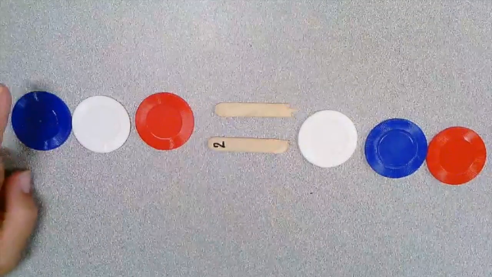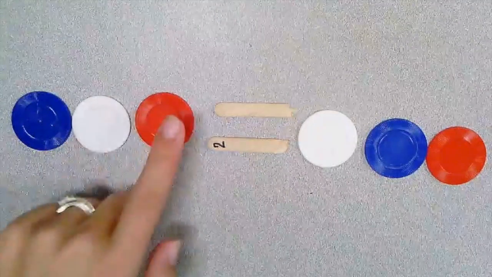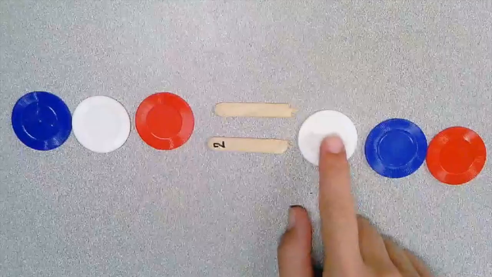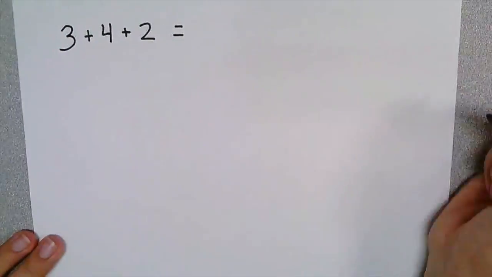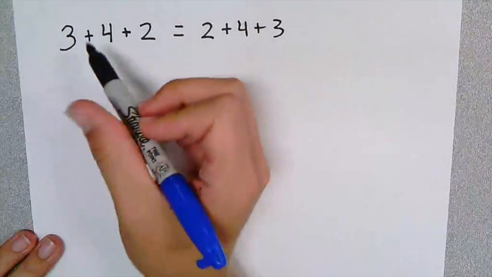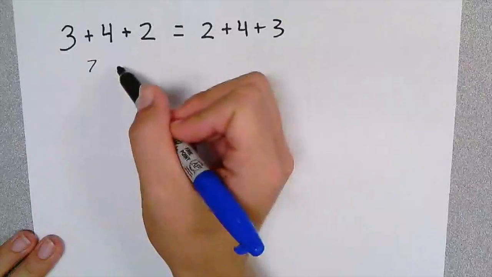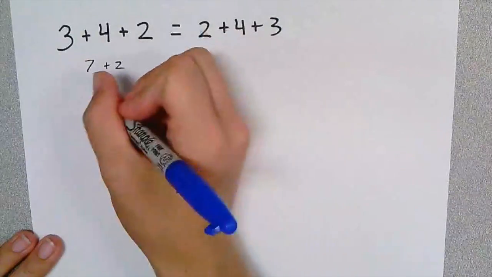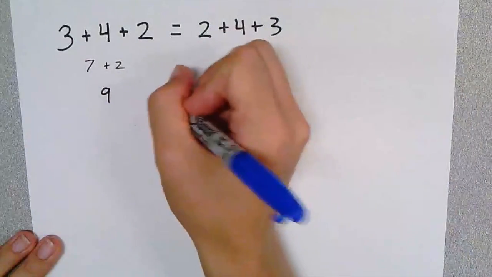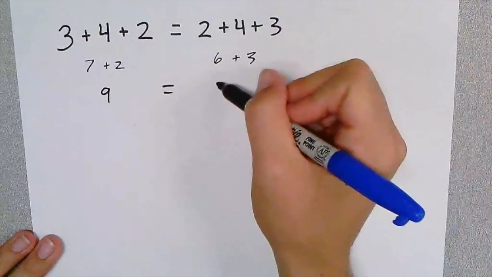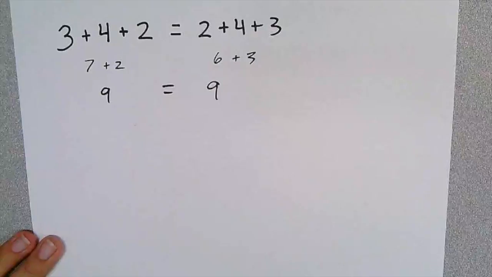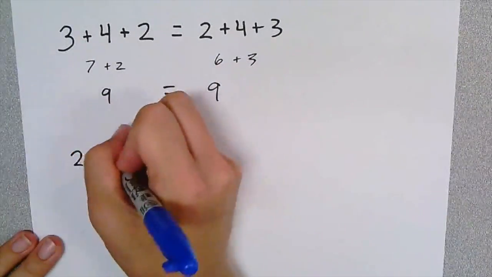If I were to multiply a blue chip times a white chip times a red chip, it would still equal a white chip times a blue chip times a red chip. Let's look at it with some numbers. Let's check it. 3 plus 4 is 7. 7 plus 2 is 9. 2 plus 4 is 6. 6 plus 3 is 9. 9 equals 9.